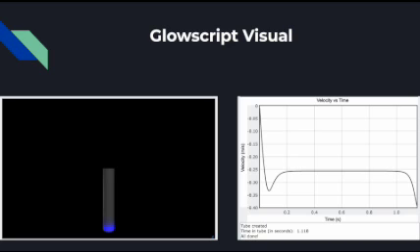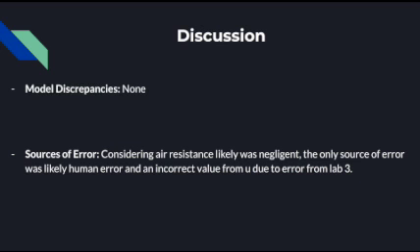The discussion. Model discrepancies, there were none. Sources of error: considering air resistance likely was negligible. The only source of error was likely human error and an incorrect value for mu due to the error from Lab 3.